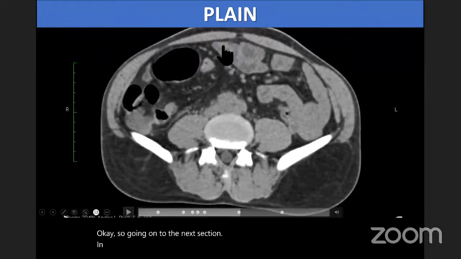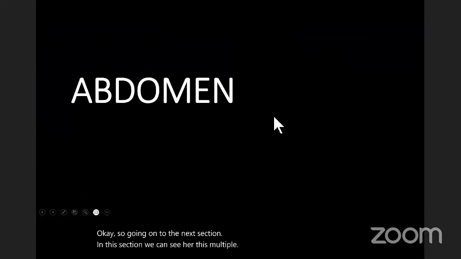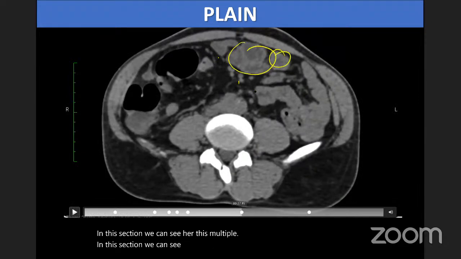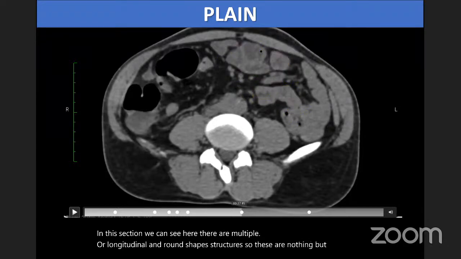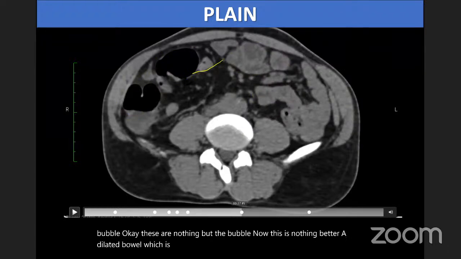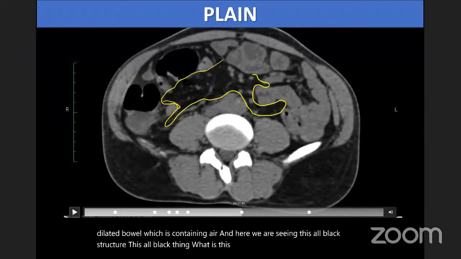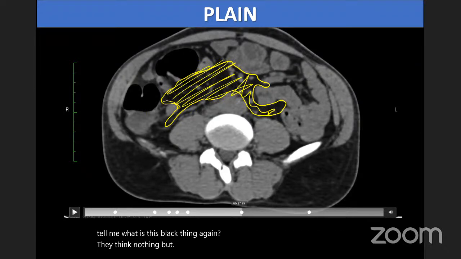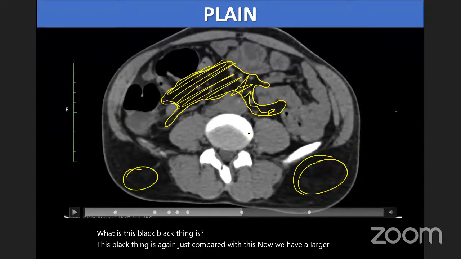In this section, we can see multiple longitudinal and round shaped structures. These are nothing but the bowel. Now this is a dilated bowel containing air, and here we are seeing this all black structure. What is this black thing? Again, you have to tell me. Just compare with this. Now we have a larger thing to compare. It is nothing but fat.